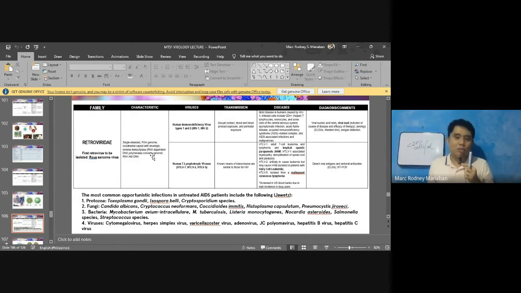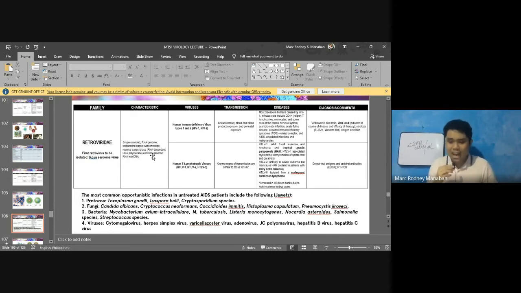Now HTLV2 usually does not cause disease, but it was first discovered from a patient with hairy cell leukemia. It can also cause HAM, HTLV associated myelopathy, such as your tropical spastic paraparesis. HTLV5 was isolated from a patient with malignant cutaneous lymphoma. So as you can see, it's in the name, human T lymphotropic viruses. They are viruses associated with lymphotropic diseases such as leukemia and lymphoma. But among the HTLV, HTLV1 is the one that causes disease, again, adult T-cell leukemia. Please take note of that.